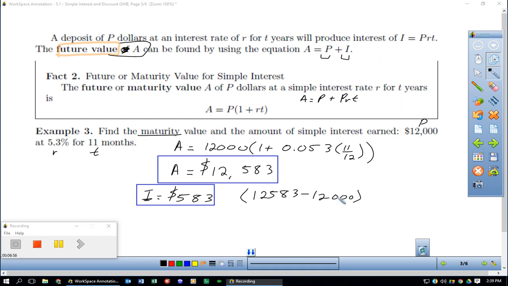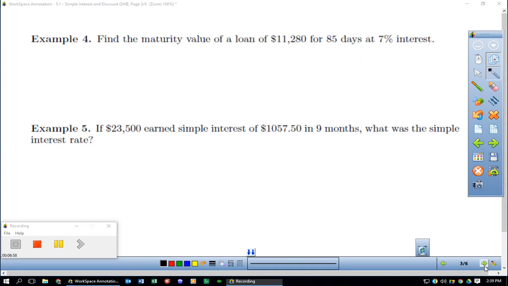That's all there is there. Okay, example 4. Find the maturity value of a loan of $11,280 for 85 days at 7% interest. There's our rate. There's our time out of 365. We're going to assume 365 days in a year. And there is our principal. So find the maturity value.